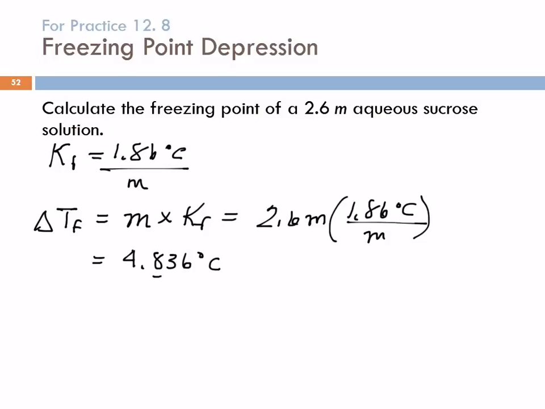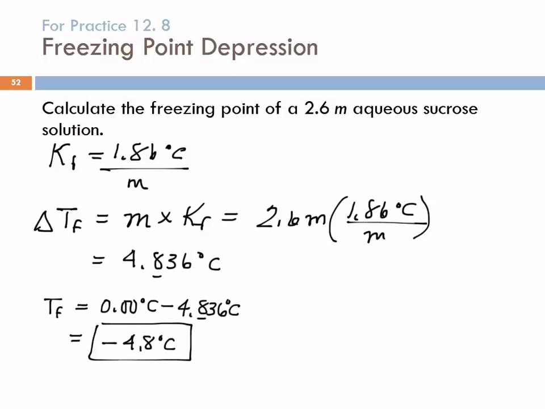No. The normal freezing point is 0. Delta Tf being 4.8 means the freezing point is lowered by 4.836. So the freezing point will equal the normal freezing point minus this change. So the freezing point of the solution will be minus 4.8 degrees Celsius. Any questions?